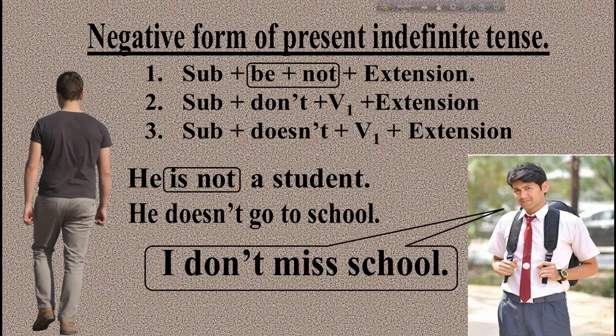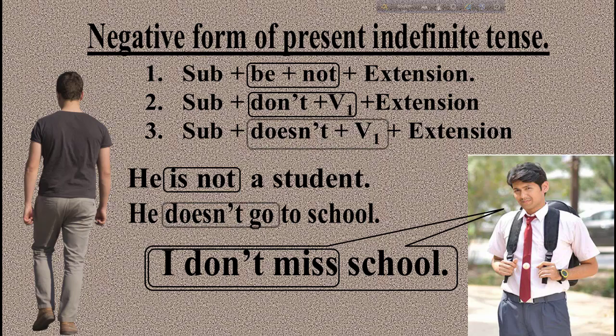Sentence 1, is not, be plus not. Form number 1. Don't miss. Don't plus verb 1. This is form number 2. And doesn't go. Doesn't plus verb 1. This is form number 3.